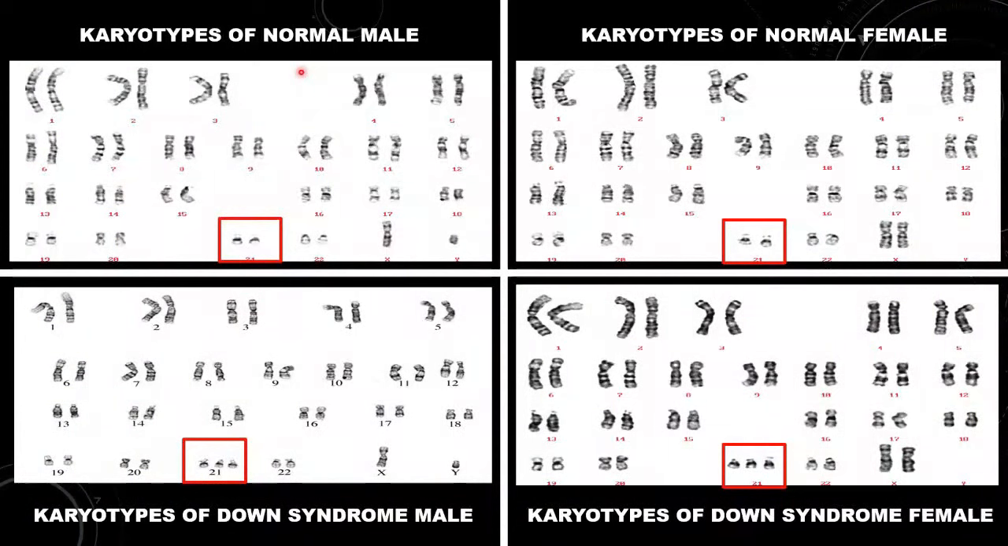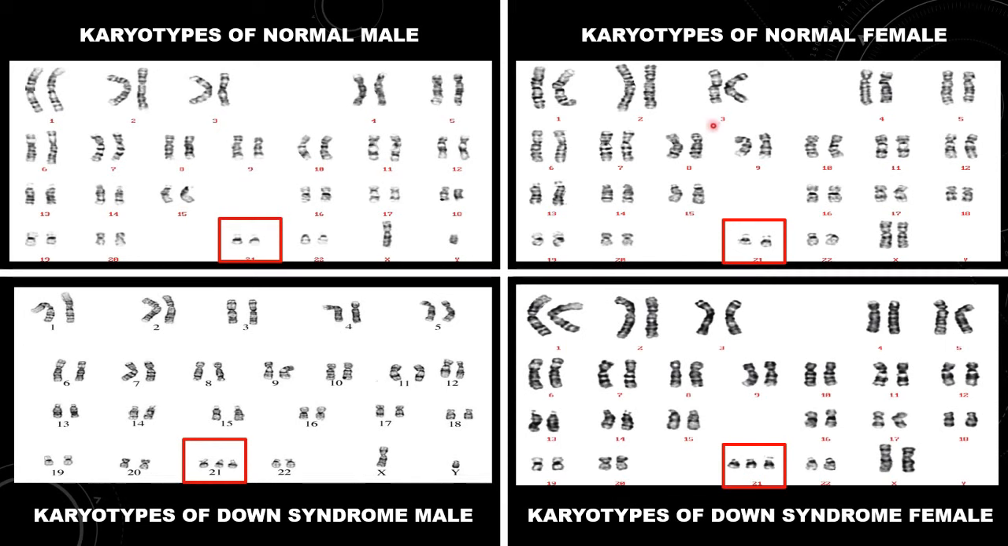Photographs show 4 different karyotype samples. First one, karyotype of a normal male. Second one, karyotype of a normal female. Third one, karyotype of a Down syndrome male. Fourth, karyotype of a Down syndrome female.